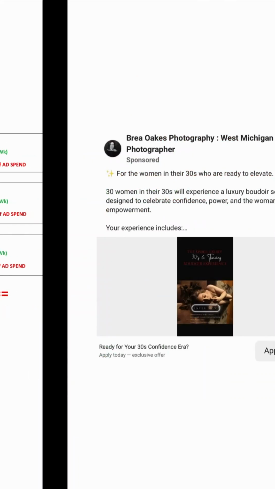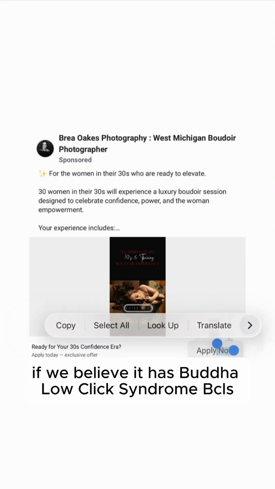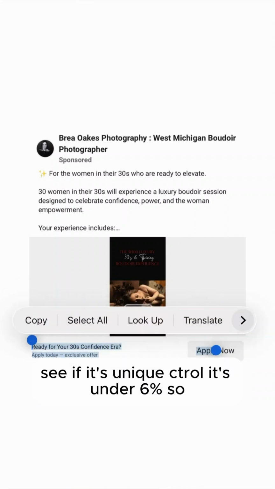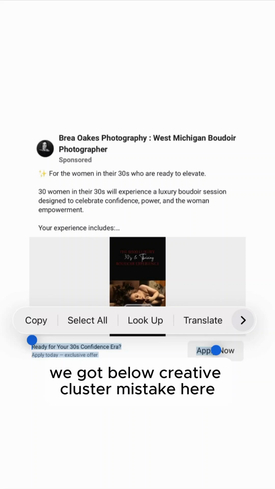So, looking at this, we're going to diagnose it and see if we believe it has Boudoir low click syndrome, BLCS. See if its unique CTR is under 6%. So, let's see. We've got the below creative cluster mistake here.